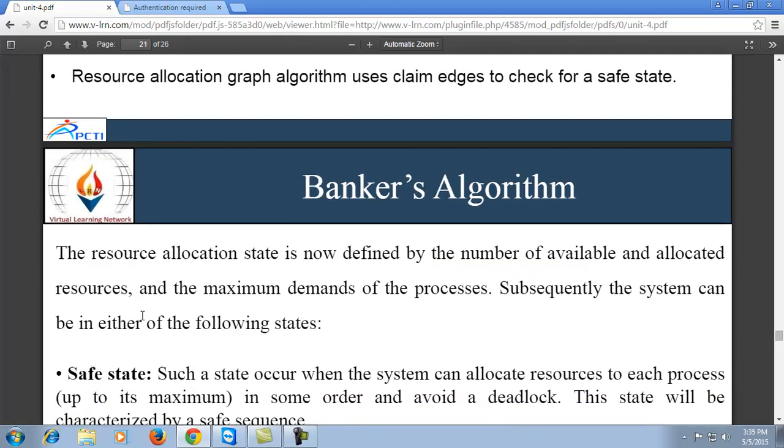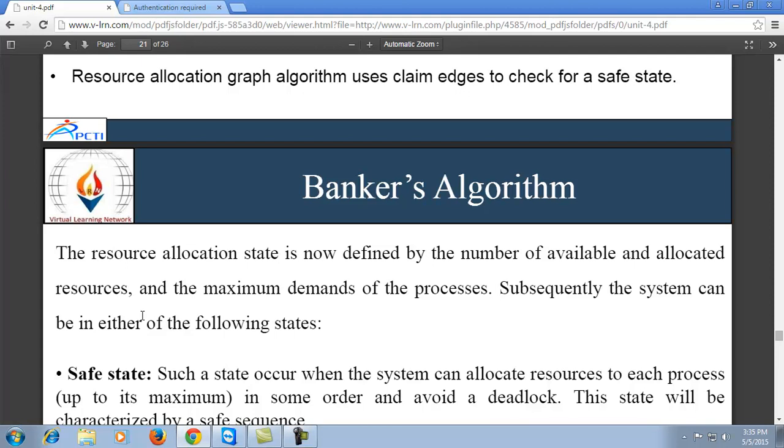The resource allocation graph algorithm uses claim edges to check for a safe state. If we are in a safe state, then we are going to allocate resources to a number of processes. If any allocation may cause deadlock and may allow us to enter into the deadlock state if we allocate that particular resource, then we are not going to allocate that resource at that time.